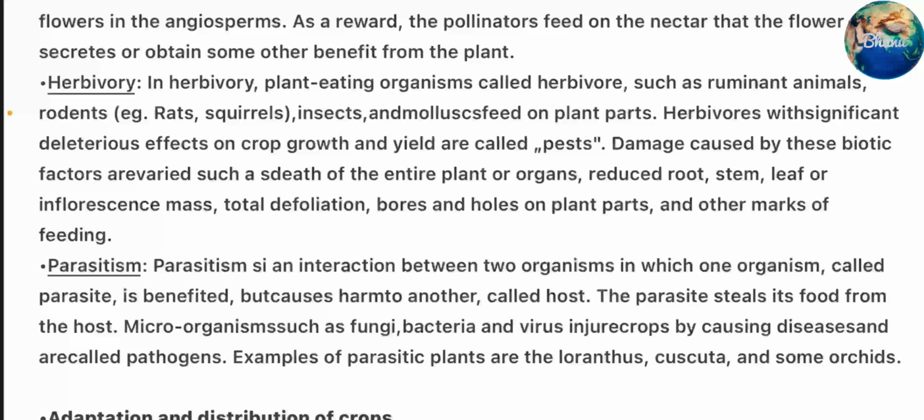Parasitism. Parasitism is an interaction between two organisms in which one organism, called the parasite, is benefited but causes harm to another, called the host. The parasite steals its food from the host. Microorganisms such as fungi, bacteria, and viruses injure crops by causing diseases and are called pathogens. Examples of parasitic plants are the loranthus, cuscuta, and some orchids.